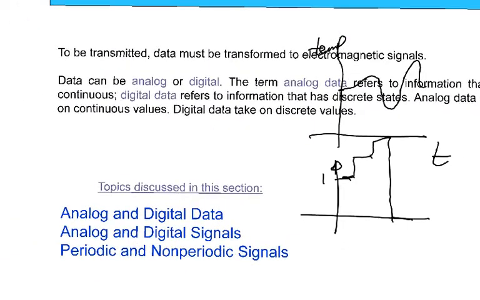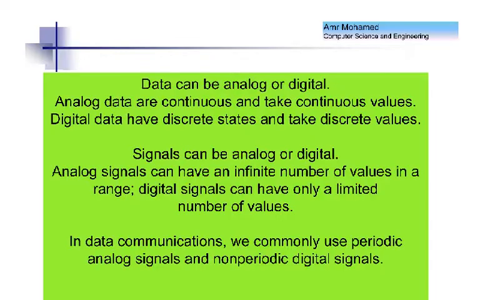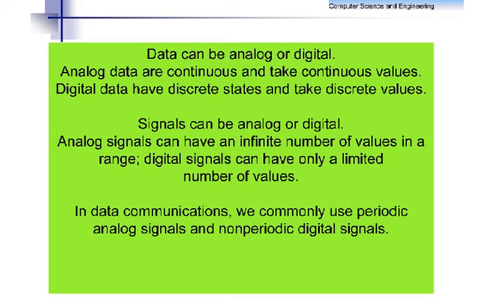Of course, there are many characteristics of analog signal, analog data, digital signal, digital data that we will discuss. So data can be analog or digital. Analog data are continuous and they take continuous values, as we have discussed. Digital data have discrete states. By state here I mean a value. Signals can be analog or digital. And as we have mentioned, signals are the physical representation of data on the physical medium.